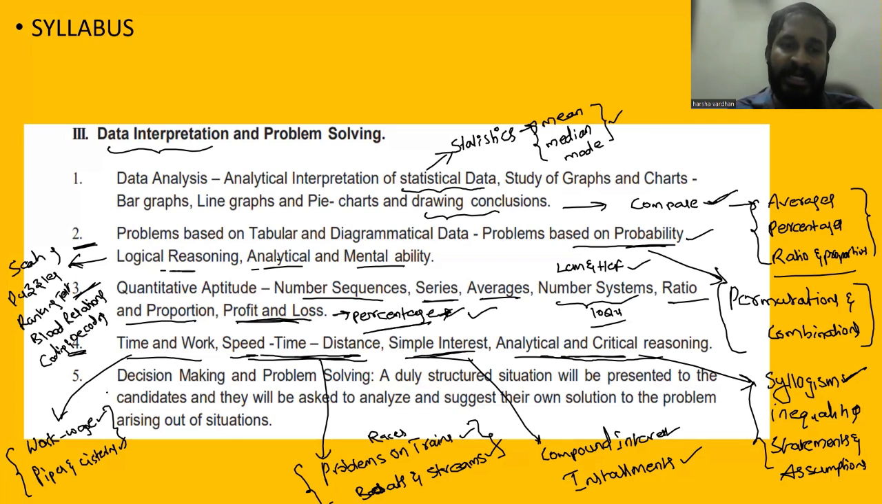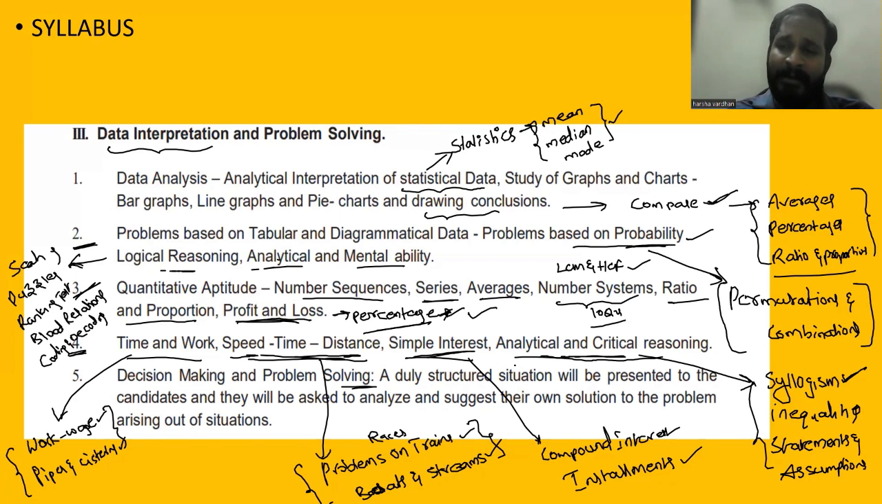Next, the fifth one: decision making and problem solving. This section, remember students, completely depends on one individual. They will give us some situations, our day-to-day life situations, and they will ask us to analyze it: if you were in that position, what are you going to do? Definitely, we will guide you. There is no doubt in that. We will guide you on some cases.